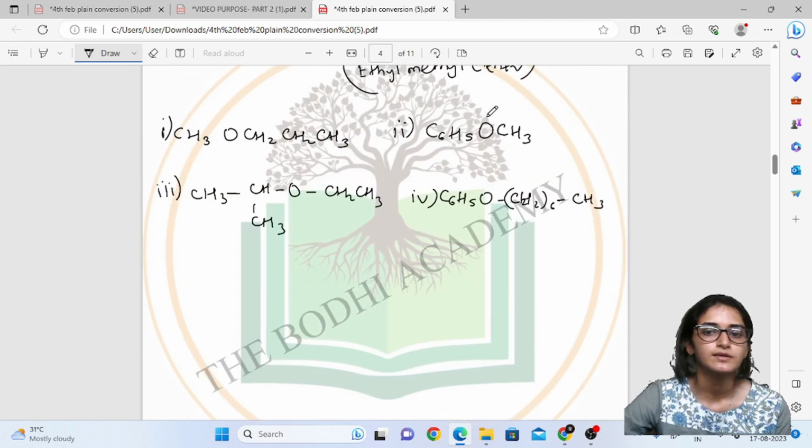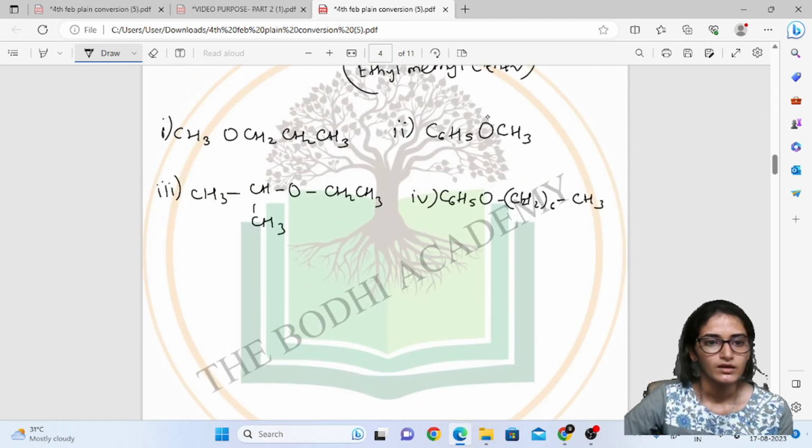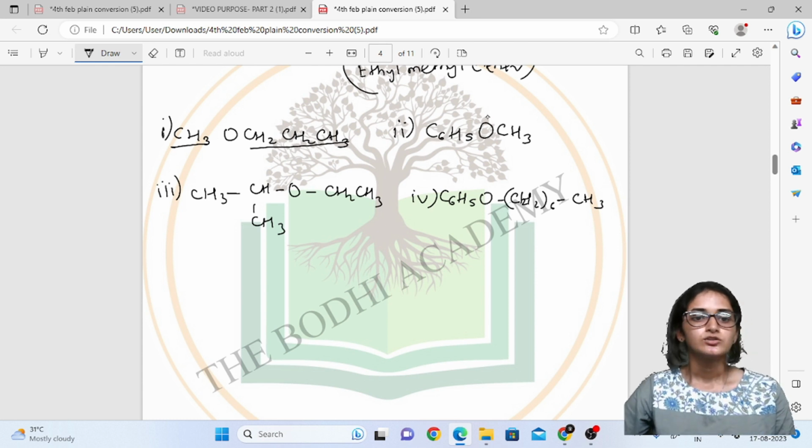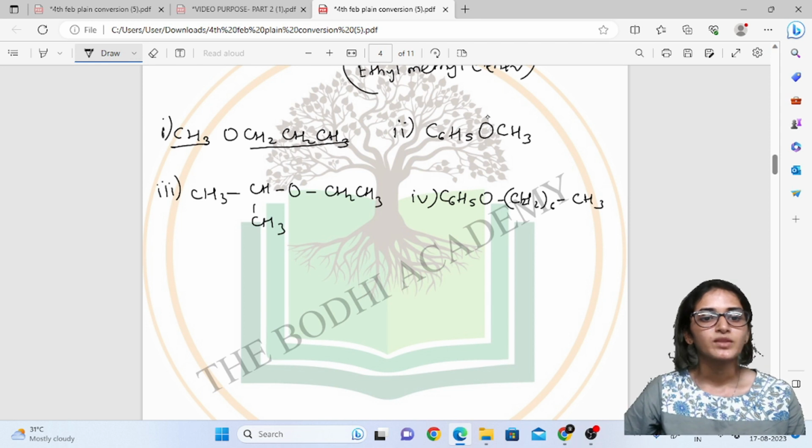Now these are some examples that we will solve. In the first example, on the left hand side there is a CH3 group, and on the right hand side there is CH2CH2CH3, which is propane. According to IUPAC, the name will start with the alkyl group having fewer carbons. Here methyl has fewer carbons and this has more carbons. So the name will be methoxypropane.